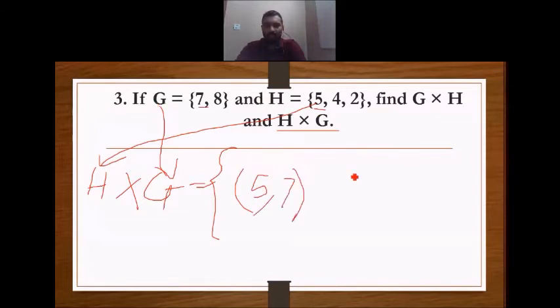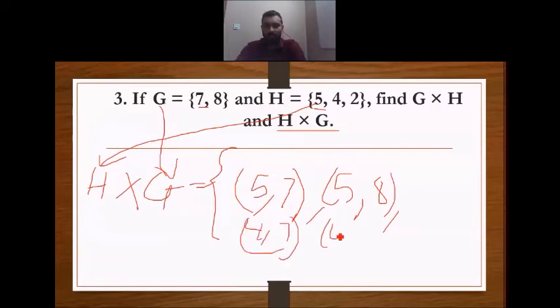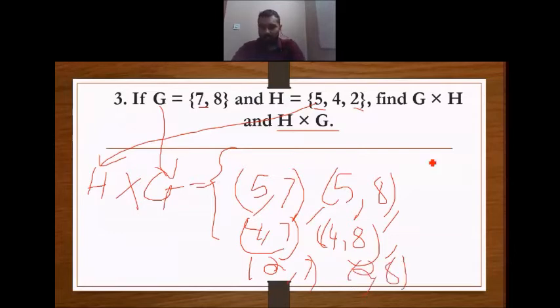Then (5, 8). Next, (4, 7) and (4, 8). Next, first element from H, so 2: (2, 7) and (2, 8). So these are the elements in H cross G. Here basically the order matters. G cross H means first element from G and second element from H. H cross G means first element from H and second element from G. So this is G cross H and H cross G.